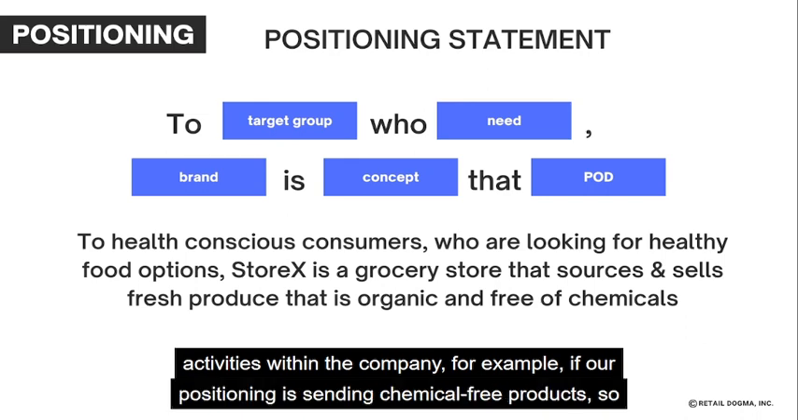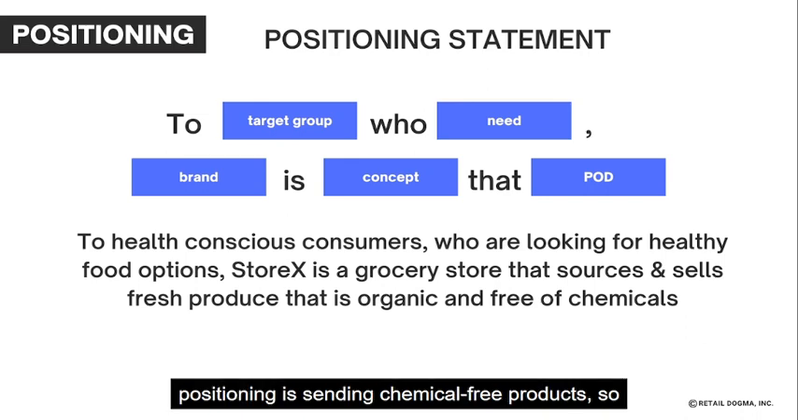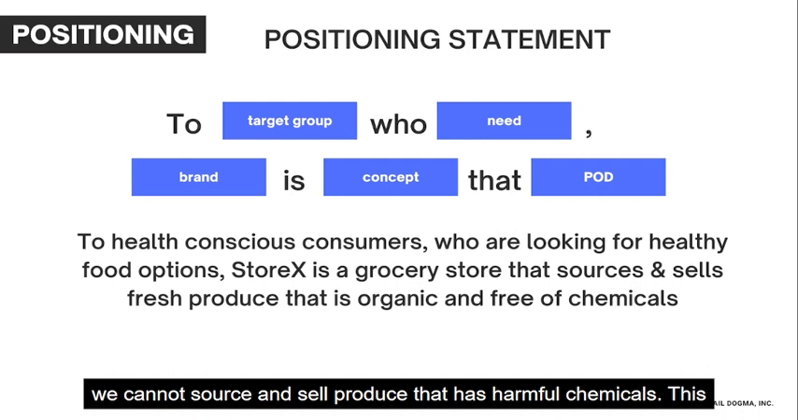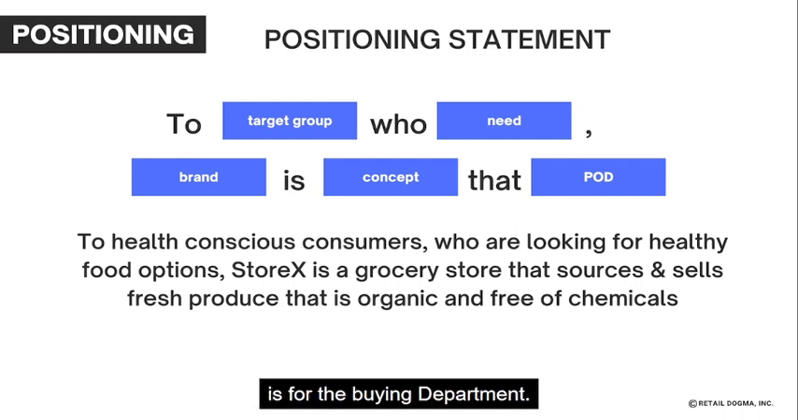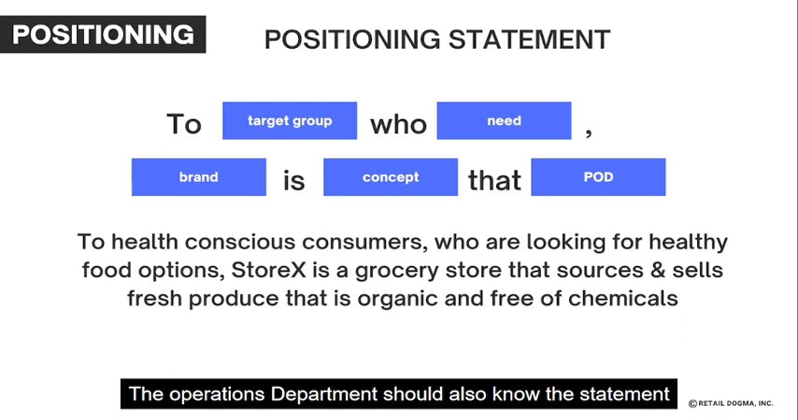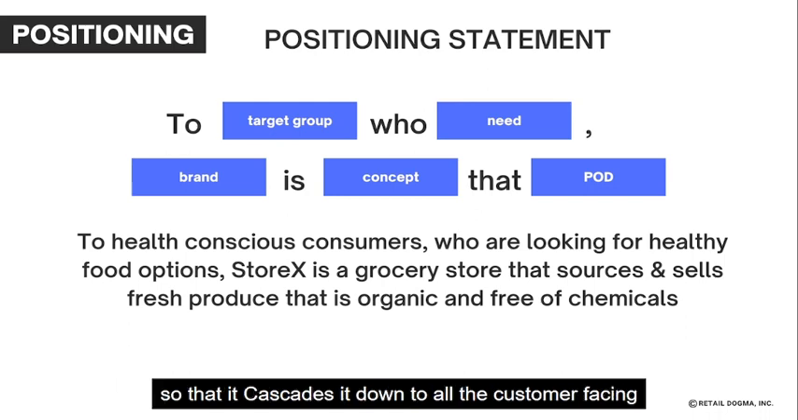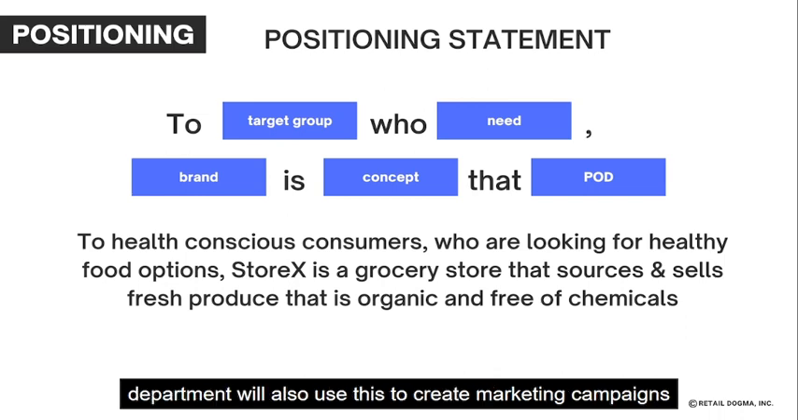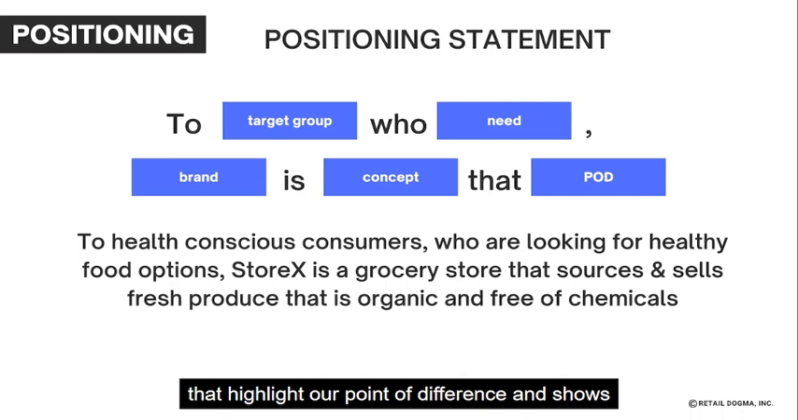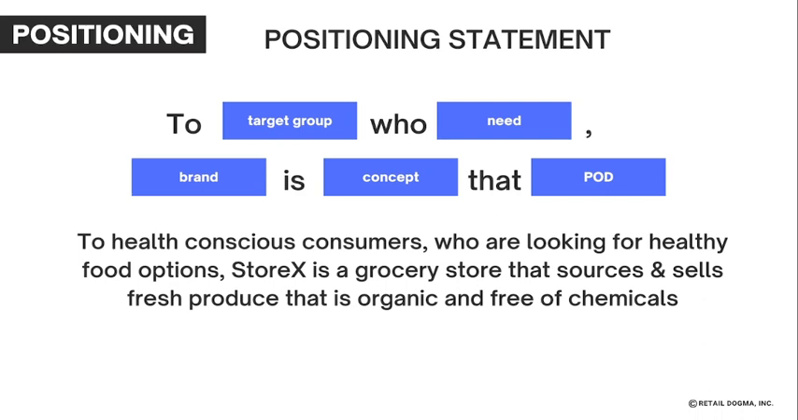For example, if our positioning is selling chemical-free products, we cannot source and sell produce that has harmful chemicals. This is for the buying department. The operations department should also know this statement so that it cascades it down to all the customer-facing salespeople on the floor, so they know how to sell our products and what we stand for. The marketing department will also use this to create marketing campaigns that highlight our point of difference and show our positioning, in order to attract our target consumers and bring them to the store.